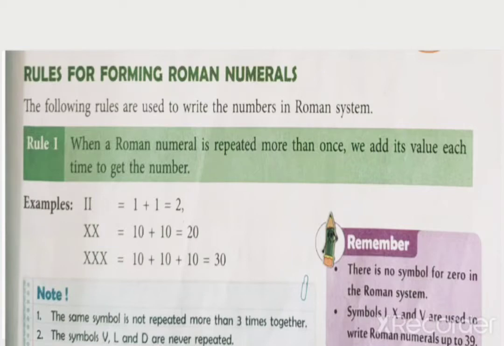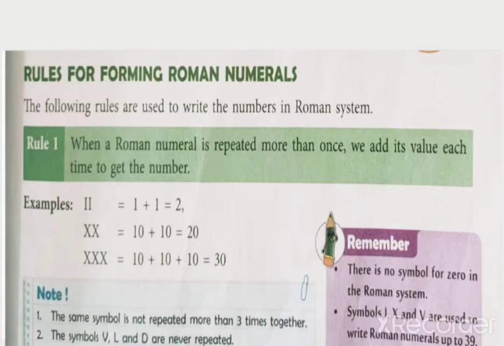So we are repeating a Roman numeral more than once. Now for 20, 10 plus 10, so X plus X, again we are repeating the symbol. For 30, there is X plus X plus X, meaning 10 plus 10 plus 10, it becomes 30. So as we see here, we are repeating the symbol 2 times and 3 times.